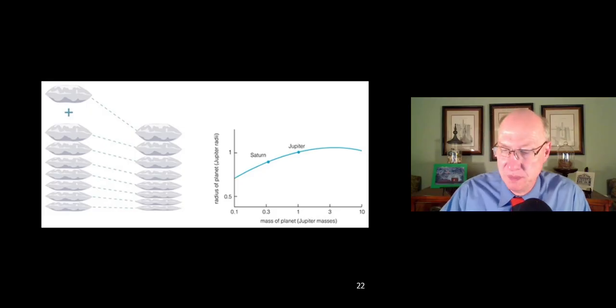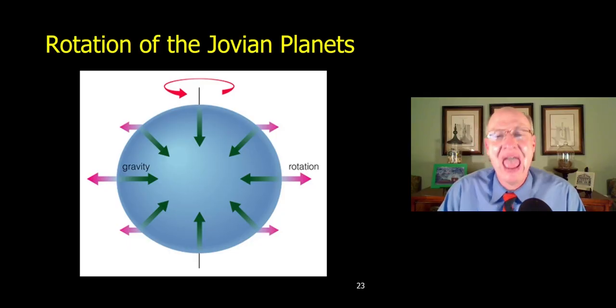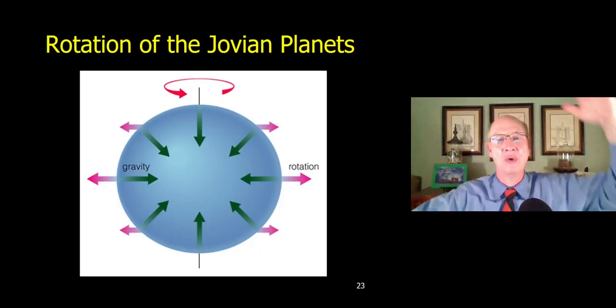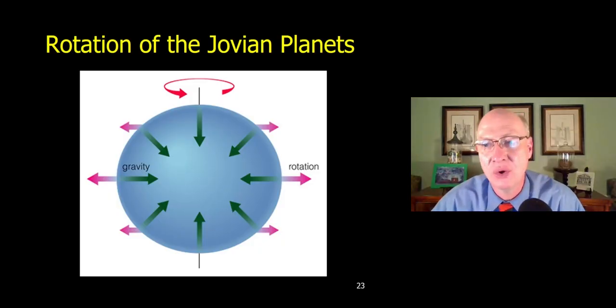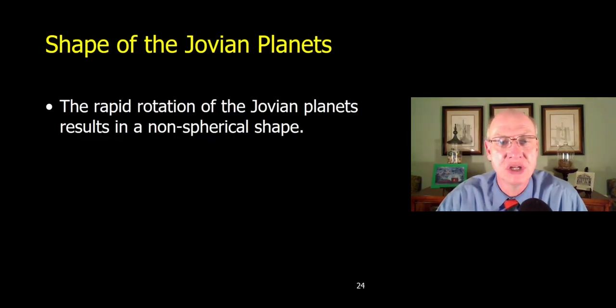Now, I mentioned that Jupiter is rapidly rotating, as is Saturn. And this rapid rotation means that these planets are not perfectly spherical. They're not round. As they rotate very, very quickly, the equators bulge out and the poles are a little bit narrowed down compared to a perfect sphere. So the rapid rotation of the Jovian planets results in a non-spherical shape.